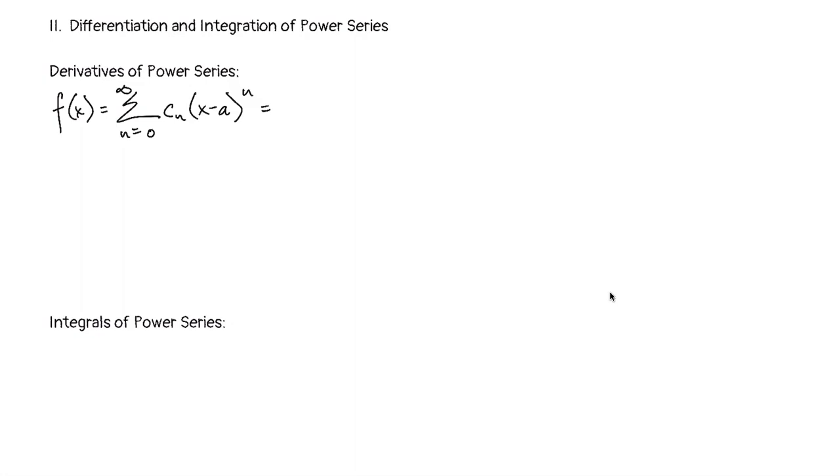So when we plugged in 0, we knew that we get c sub 0, but that x minus a to the 0 went to 1, so we didn't need to write that part. And then when we plugged in 1, we got c sub 1 times x minus a to the power of 1. And then we plugged in 2, and then we plugged in 3, and then we could kind of keep going, okay?